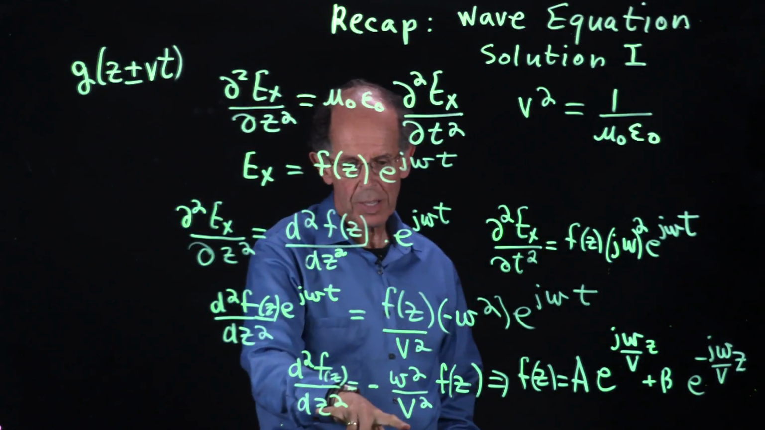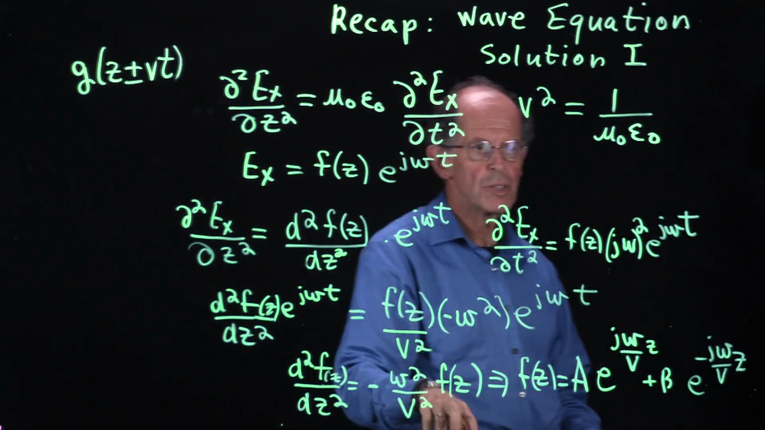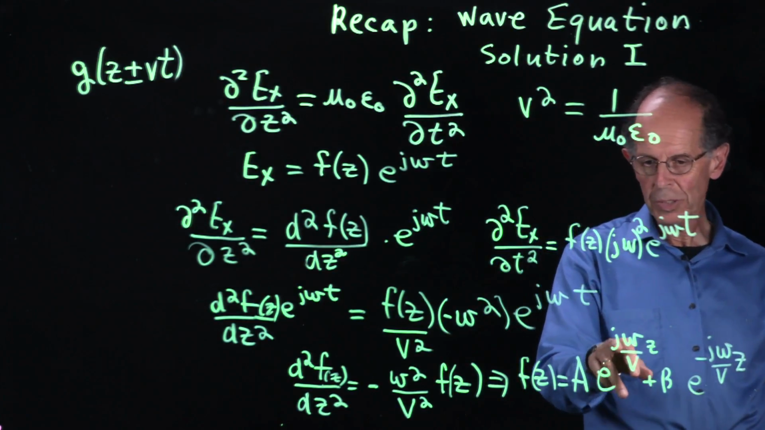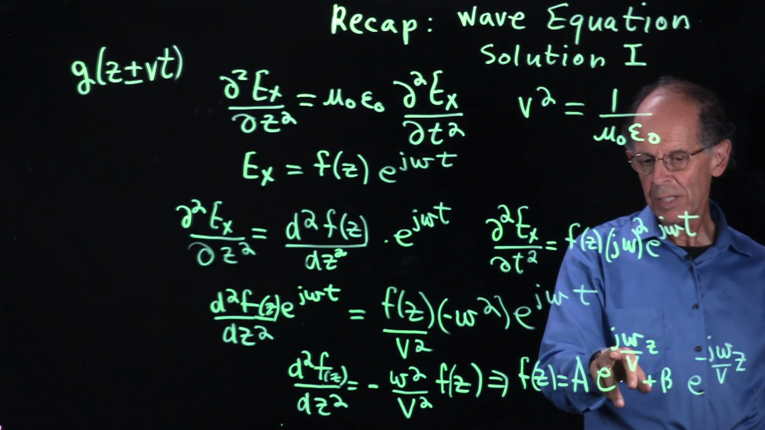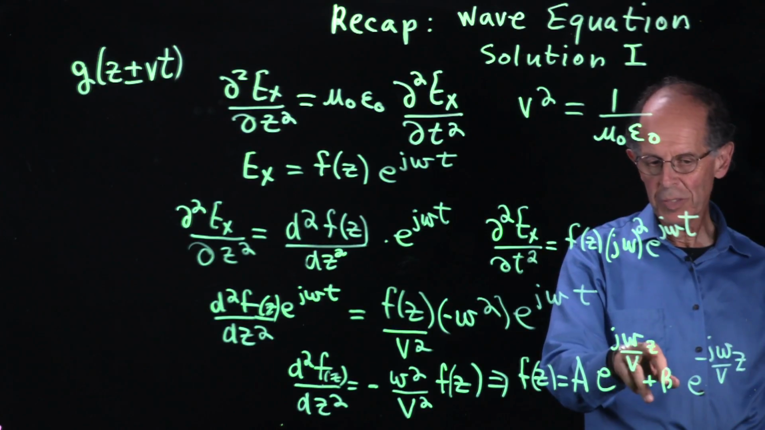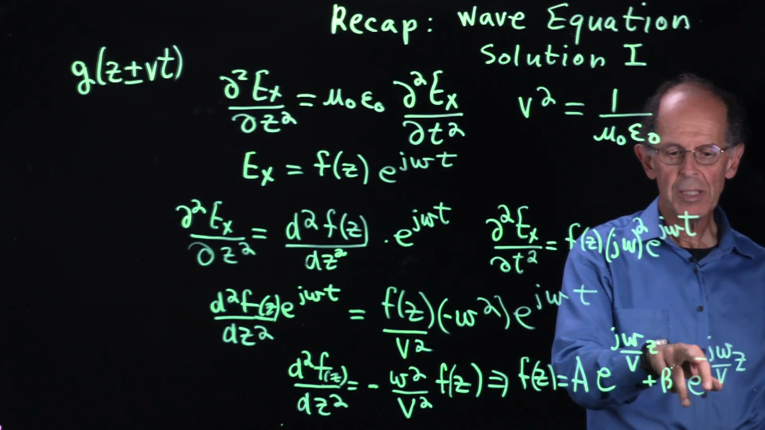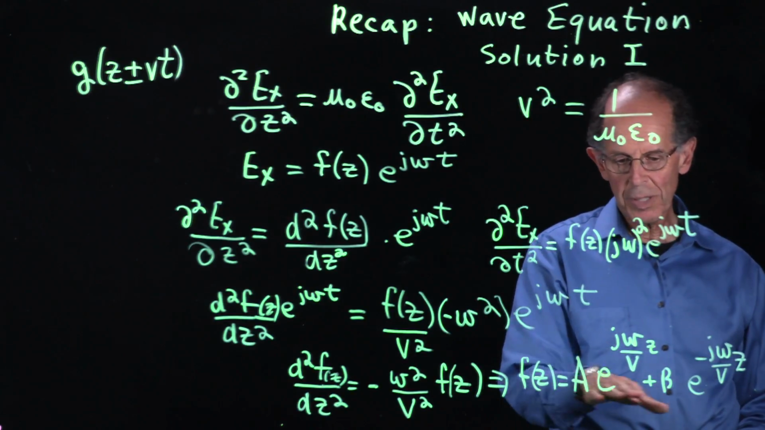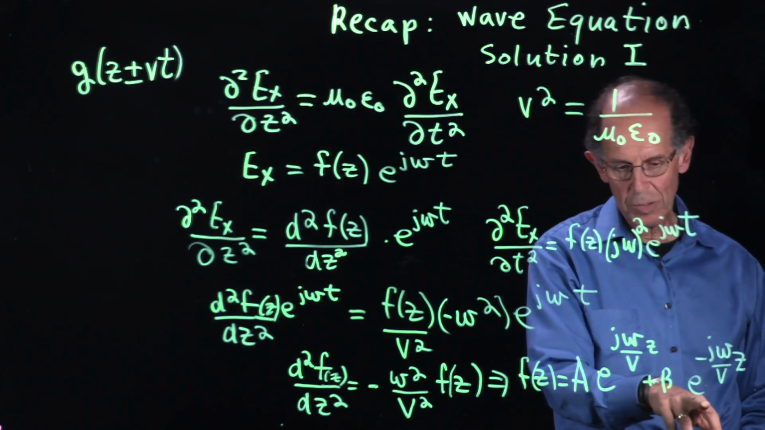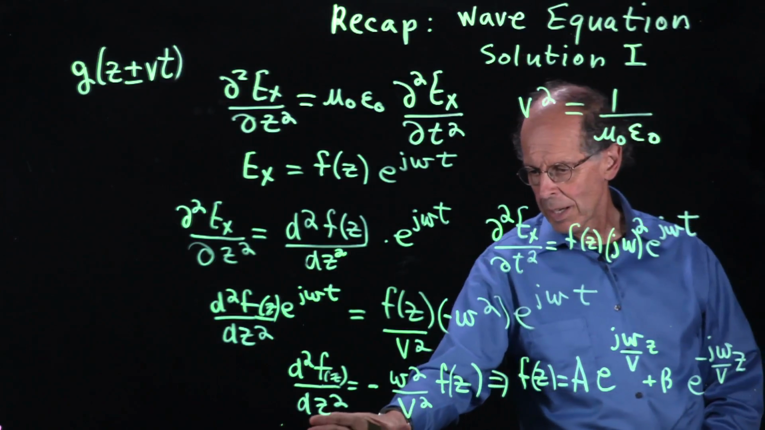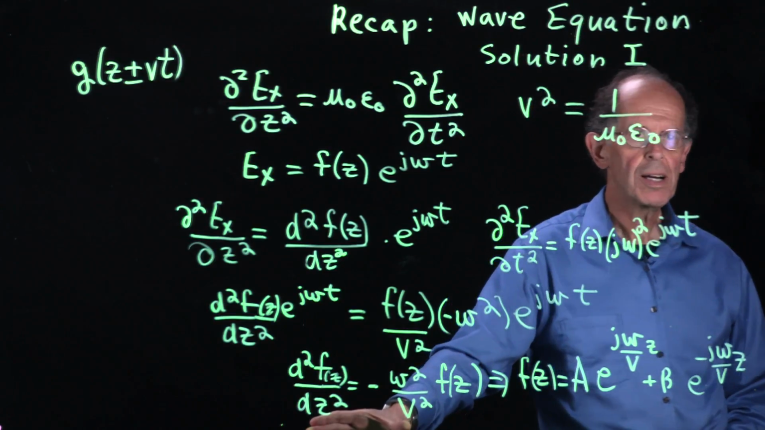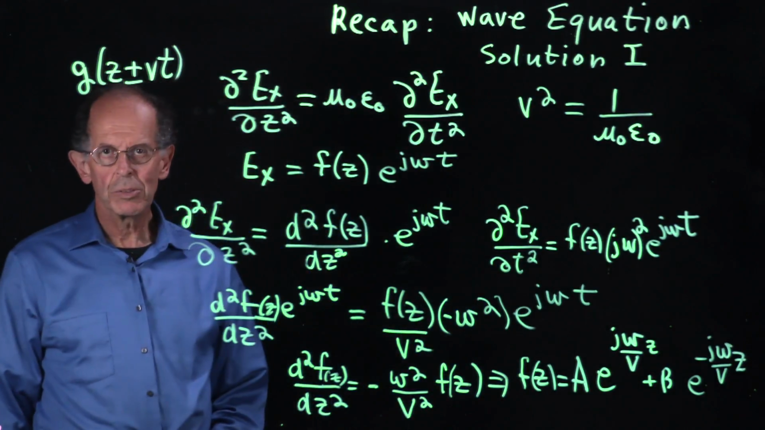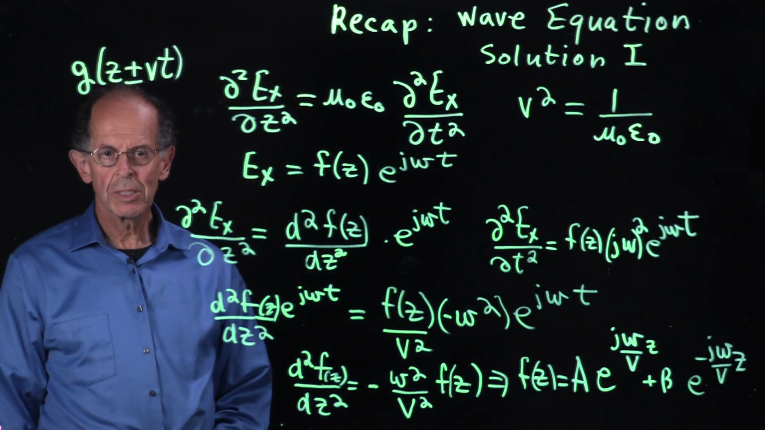And there it is, and we know the solutions from circuits, that this is the sum of two exponentials, a times e to the j omega over v z and b times e to the minus j omega over v z. You can see that if you differentiate this twice with respect to z, you'll exactly satisfy that equation. Now what we'd like to do is interpret this solution further.